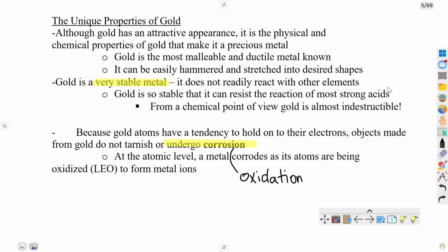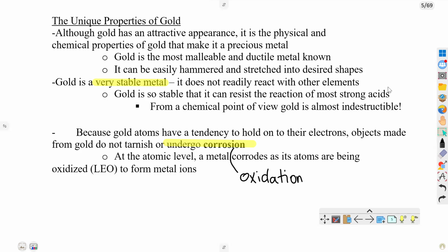It's also a really stable metal. It does not react very easily with other elements. My wedding ring is made of gold. It doesn't tarnish. It doesn't react with most strong acids. And so I don't have to worry about polishing it up every now and then like we have to do with silver. So from a chemical point of view, it is almost indestructible.